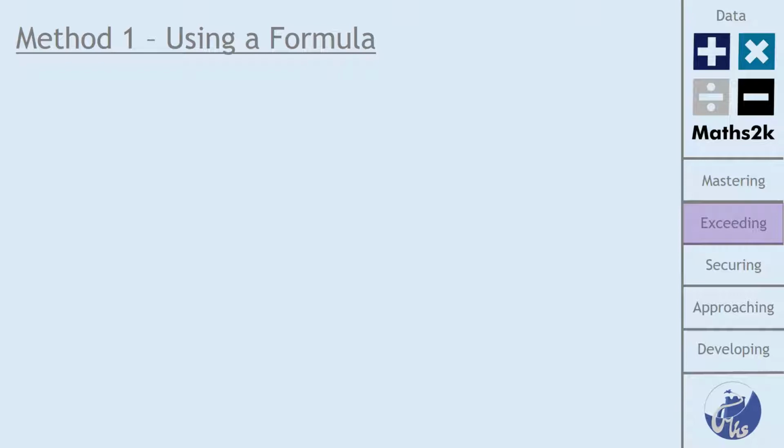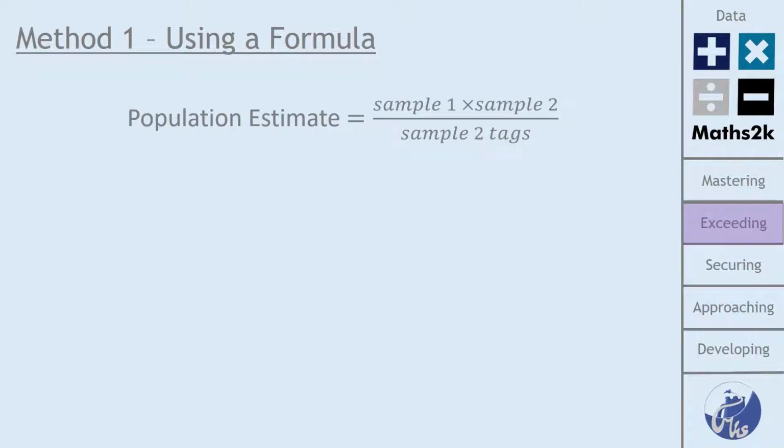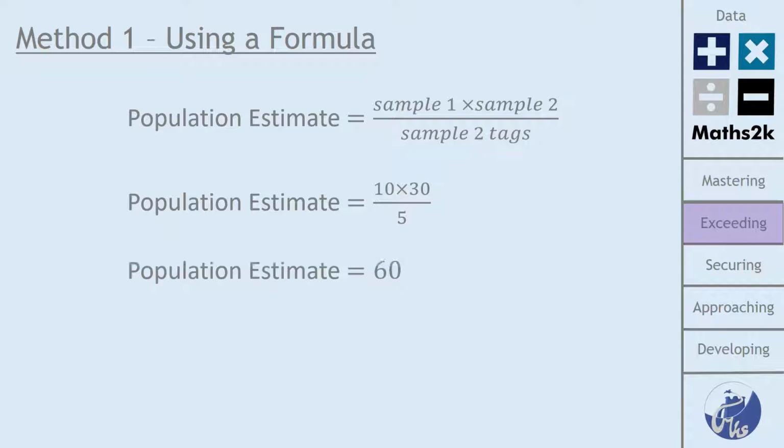So the first method I'm going to go through is using a formula. There is a standard formula that you can use to solve this problem. And that is that your population estimate is going to be your two sample sizes multiplied together, divided by the sample 2 tags, how many were identifiable in the second sample as having had the tag from the original sample. So if we use the numbers in this question, that's going to give us 10 times 30 divided by 5, which gives us a population estimate of 60 rabbits. Now this is all well and good if you can remember this formula, but if you can't remember the formula, then you're going to have to look at how you could solve the problem in a slightly different way.